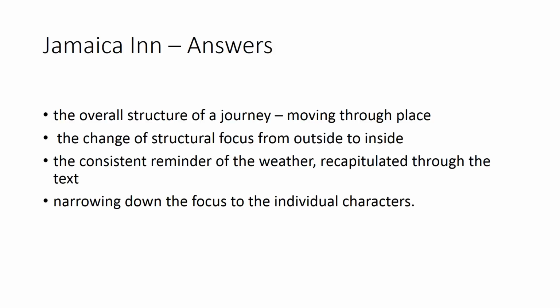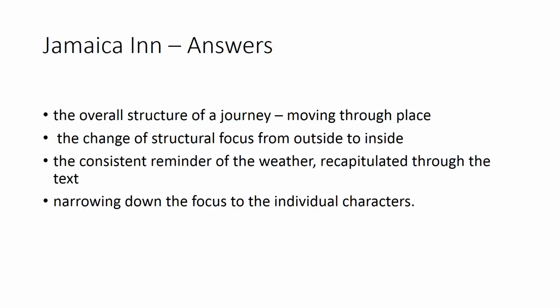But in the answers, a student could have focused on the overall structure of a journey, moving through a place, because we're on a horse and cart and we're moving from one place to another. We don't get to our destination, but we're certainly moving. The change of a structural focus from outside to inside, so we get the setting and how miserable it is, and then we zoom all the way inside to the carriage and we can see the people in there. And the consistent reminder of the weather, recapitulated through the text, so we're constantly given the idea that it's raining, that it's dripping, that it's miserable.